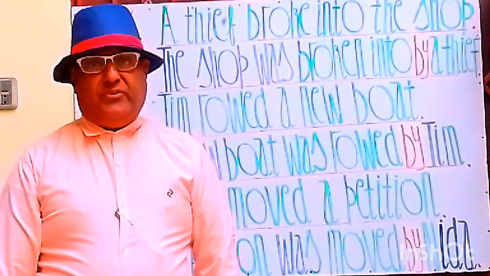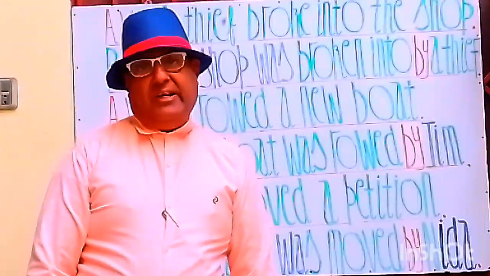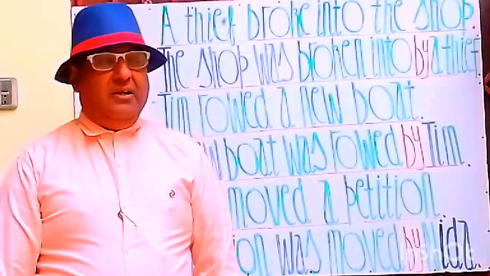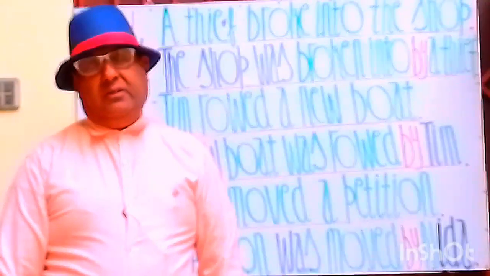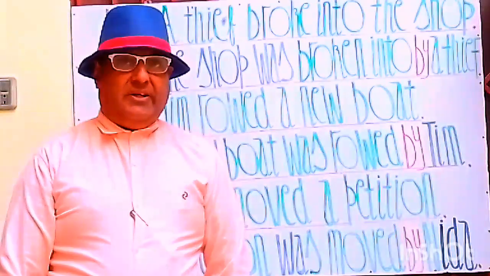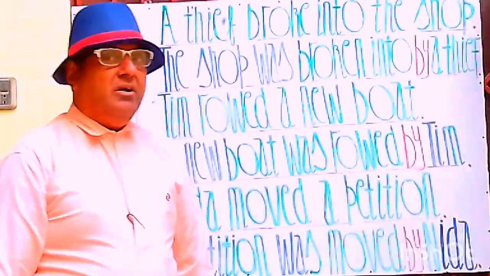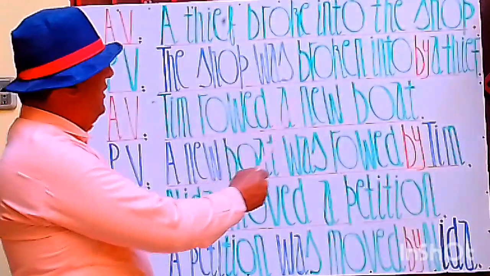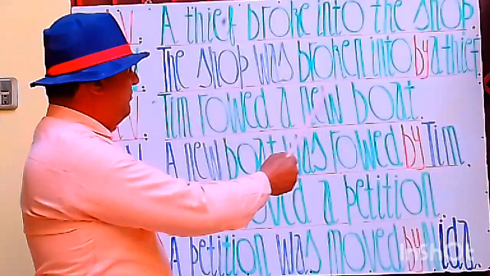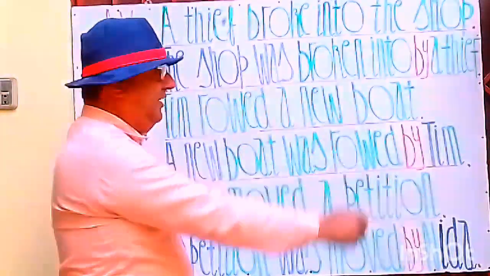A shop was broken into by a thief. By is a connecting preposition, and a thief will come up here as an object, because according to the rules, when we change to passive, subject and object replace each other. So, a shop was broken into by a thief.